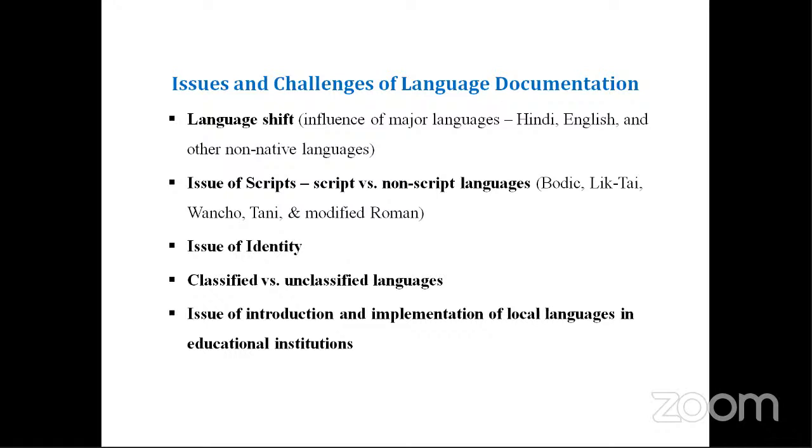But having a common script is difficult, because, for example, those languages which have been using the Bodic script won't shift to that. And the Wancho script, which is newly created, they will never shift, because the issue of script is also connected to identity. Because you have a different script, so you are different from others. So nowadays, people are thinking in that direction. Script is a part of identity, to have a distinct script.